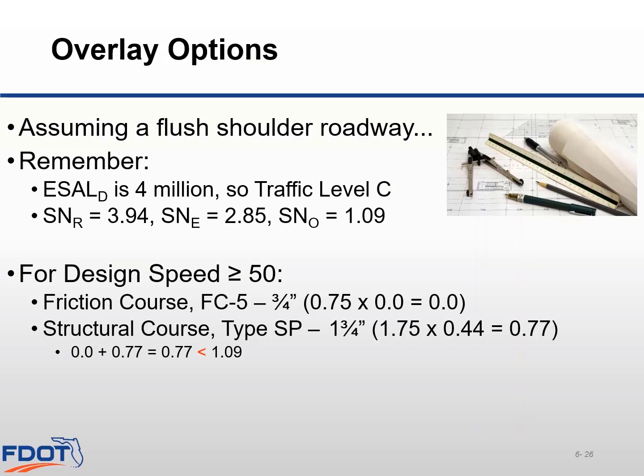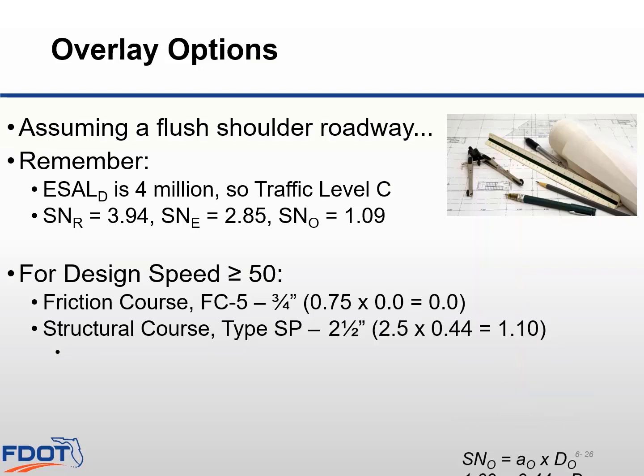so the total overlay strength of 0.77 is not what we're looking for. So you can either continue on with trying different superpave thicknesses until you reach an overlay structural number that's at least 1.09, or we can remember the calculation we just did a few minutes ago to determine the required thickness of the overlay and realize that it applies to the structural course layer here. So we know that our structural course layer has to be 2.5 inches thick.